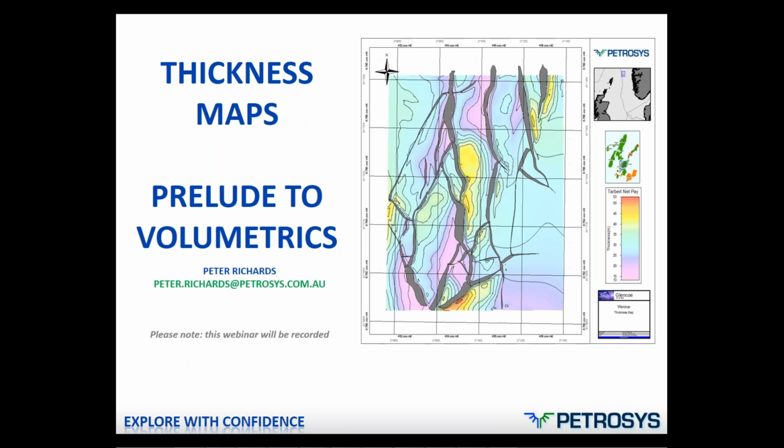This webinar is the third in a series on prospect mapping from interpretation to volumes. The first one was in September and broadcasted by Mazzolina on time structure maps, and the second one in October was given by Carolina on depth maps and working with some depth conversion to generate maps in Petrosys here. Today we're going to talk about thickness maps.